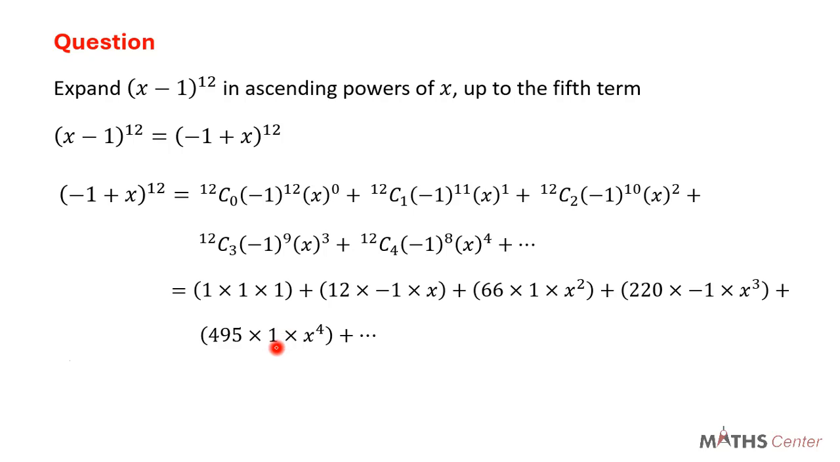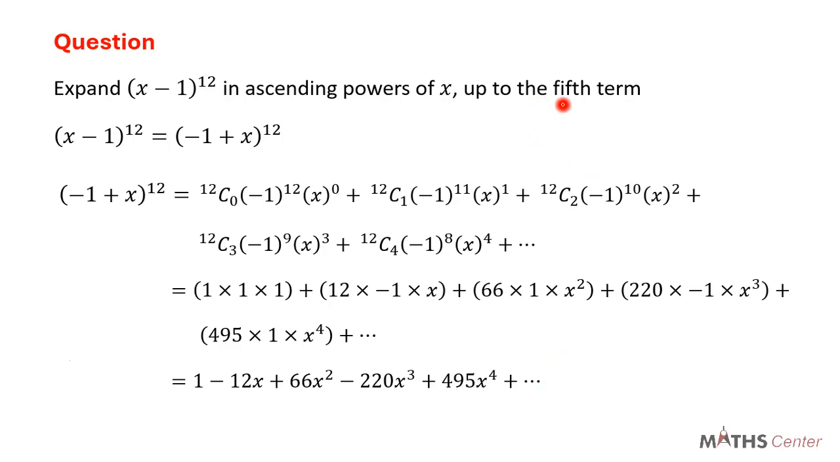Negative 1 exponent 8 is 1. X exponent 4 is x exponent 4. When we simplify this, we are going to have 1 times 1 times 1, which is 1. 12 times negative 1 times x gives us negative 12x. 66 times 1 times x squared gives us 66x squared. 220 times negative 1 times x cubed gives us negative 220x cubed. And 495 times 1 times x exponent 4 gives us 495x exponent 4. And we bring the addition sign and the 3 dots to show that there are other terms that follow.